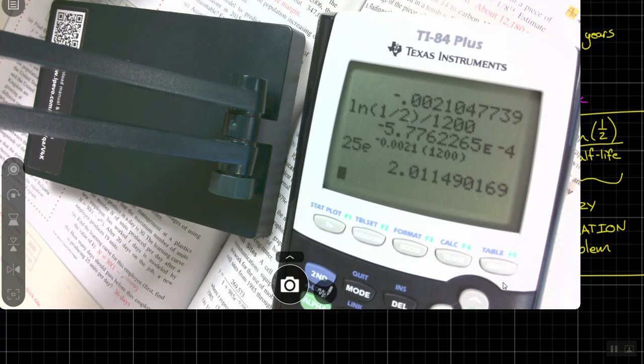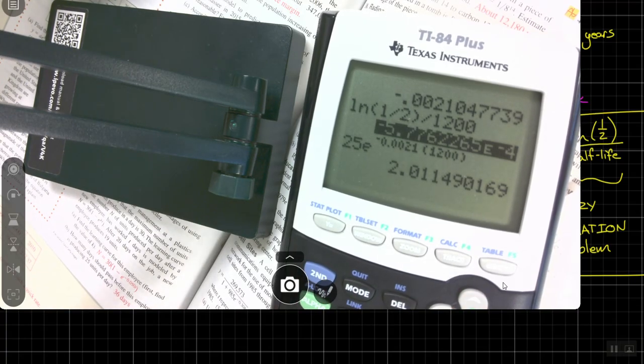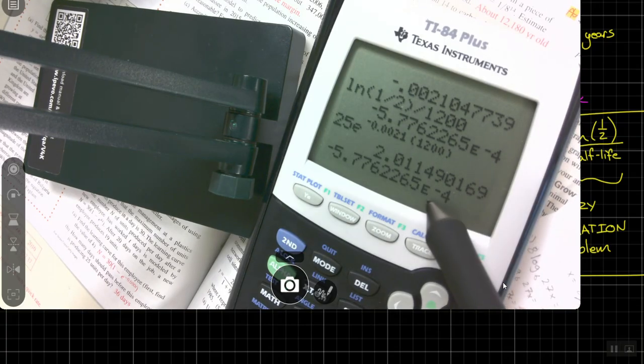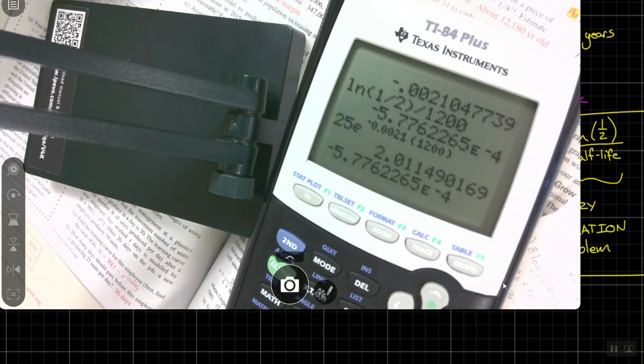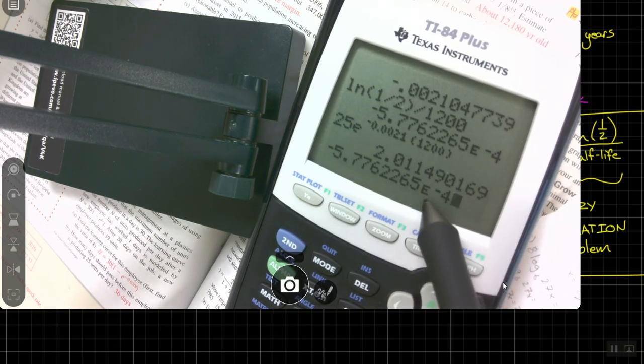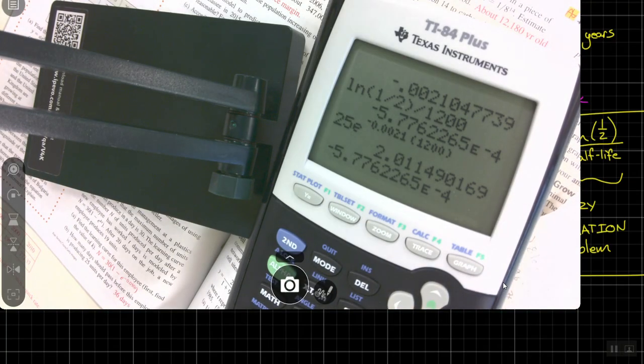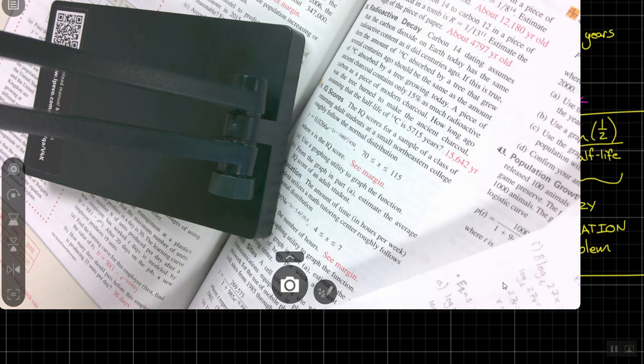Okay, looking at this. When we type in natural log of 1/2 over 1200, this is the number that I get. What is the number written here? How many of you know what this capital E means when it shows up? This is times 10 to the -4, which just moves this decimal 4 to the left. 0.0005776. So 5 thousandths is my rate.